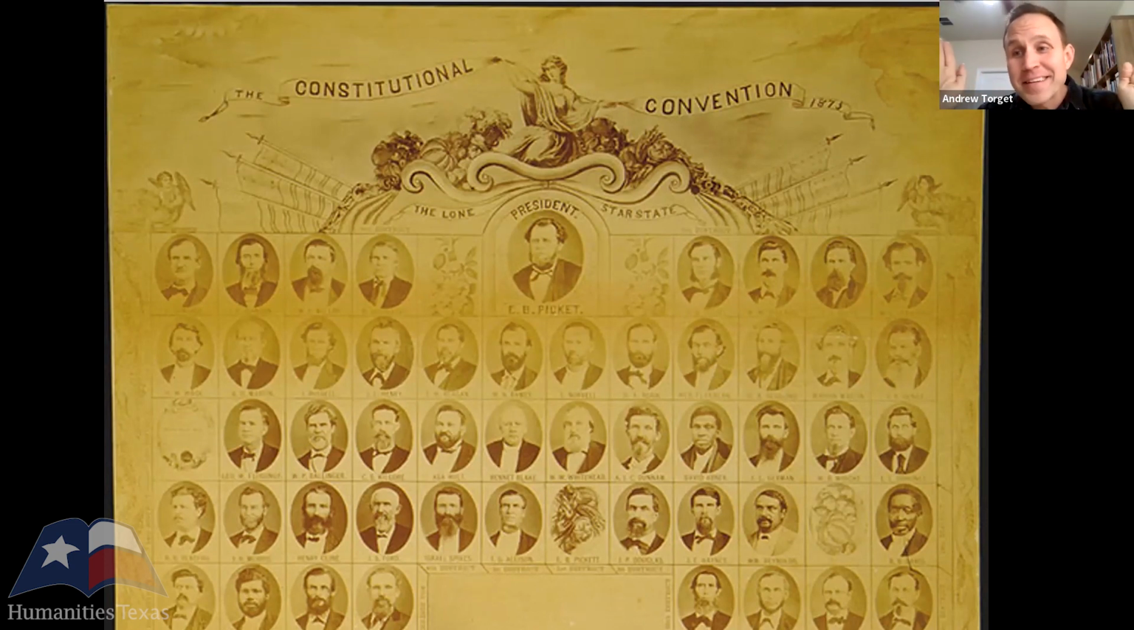This is what they're going to write, as it turns out, will be the constitution we have for the state up until today. All right. So the Redeemers, as they call themselves, ex-Confederates, they call this constitutional convention.